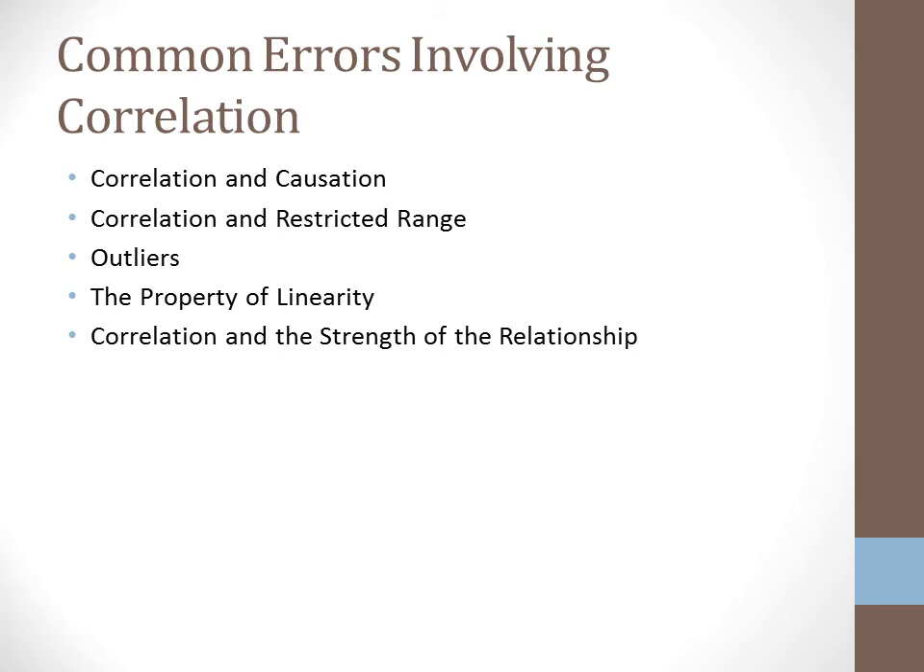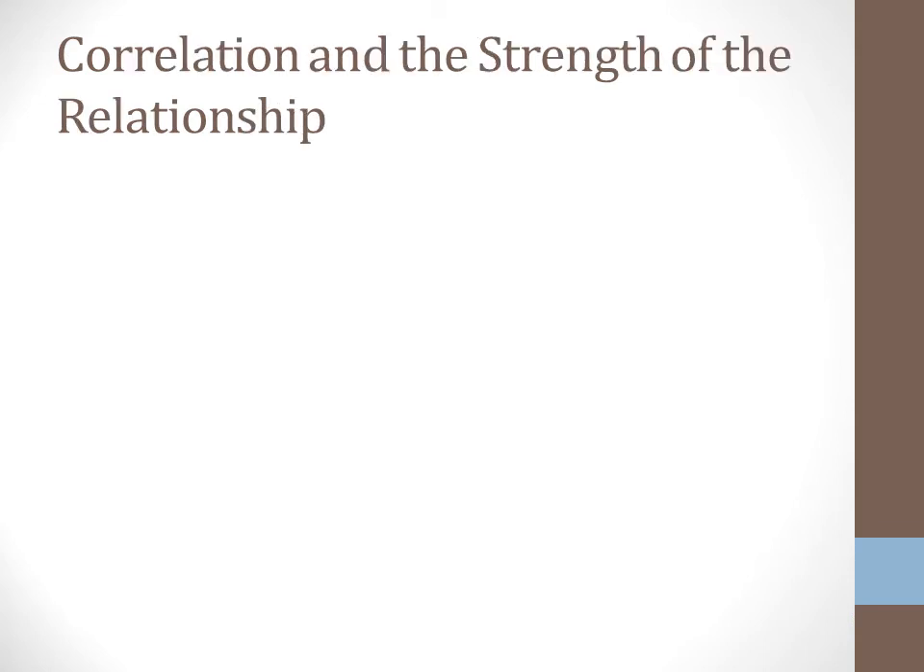The final common error involved in correlation that we will discuss is correlation and the strength of the relationship. A correlation measures the degree of relationship between two variables on a scale from 0 to 1. Although this number provides a measure of the degree of relationship, many researchers prefer to square the correlation and use the resulting value to measure the strength of the relationship.